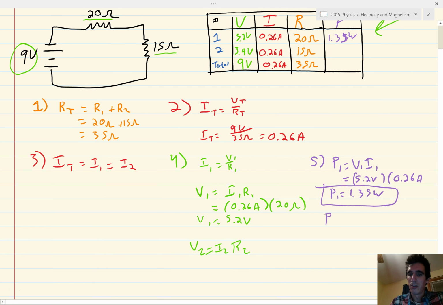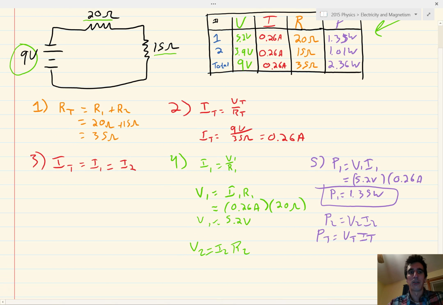And then P2 is equal to V2 I2. And we plug that in a calculator, so we get 1.01 watts. And then P total is equal to V total, I total, which gives us 2.36 watts.